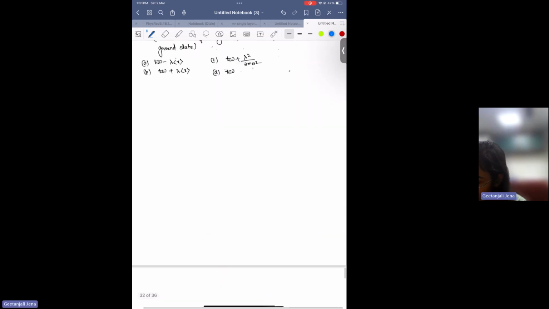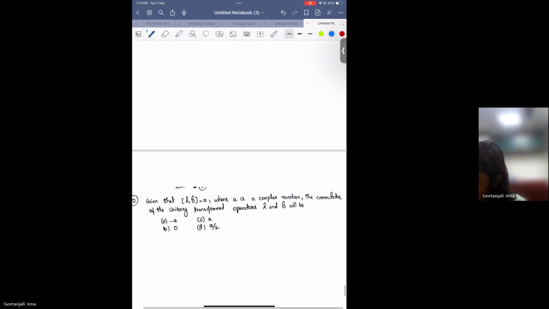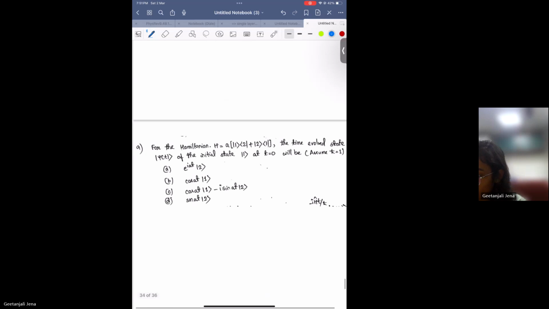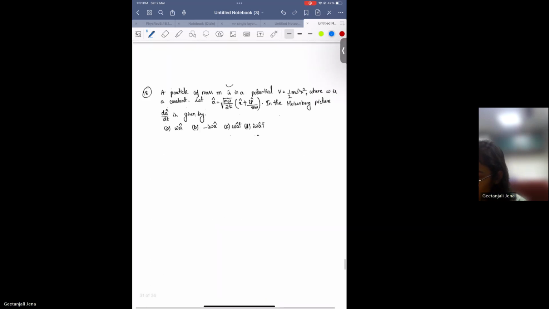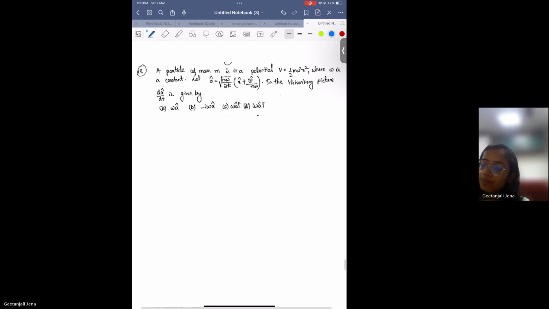Now let's see the other problems. See what I can solve. Our question left. So let me solve this question. Okay. So this will be the last question that I will be solving. Please go through the question once. What is given? So it is based on the Schrodinger picture and Heisenberg picture.